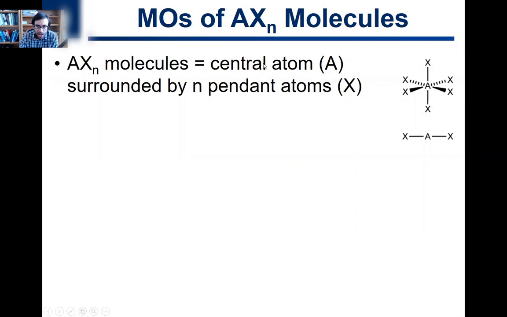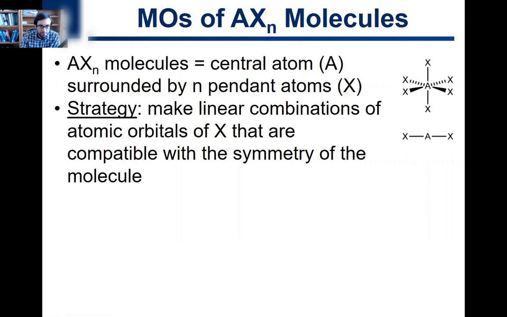So these, where A is a central atom and X are pendant atoms, just means ligands or atoms around the center, non-central atoms, okay? So it could be something linear, it could be something as complicated as octahedral. We'll get to that later on in the course. But we're going to come up with a general strategy of how to tackle the molecular orbital diagrams for AXn molecules.